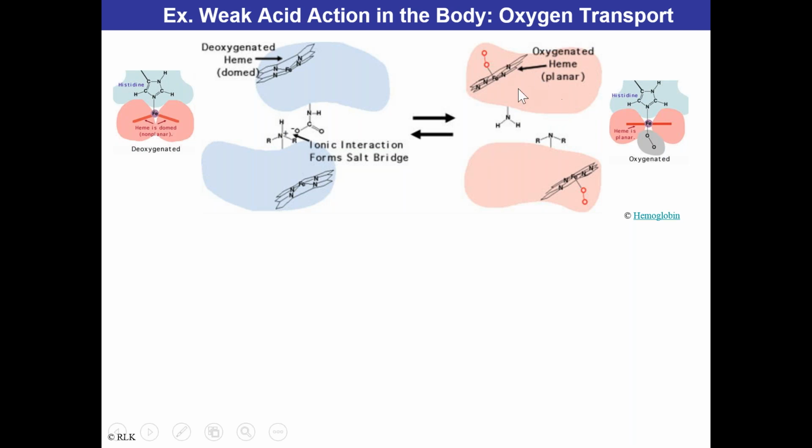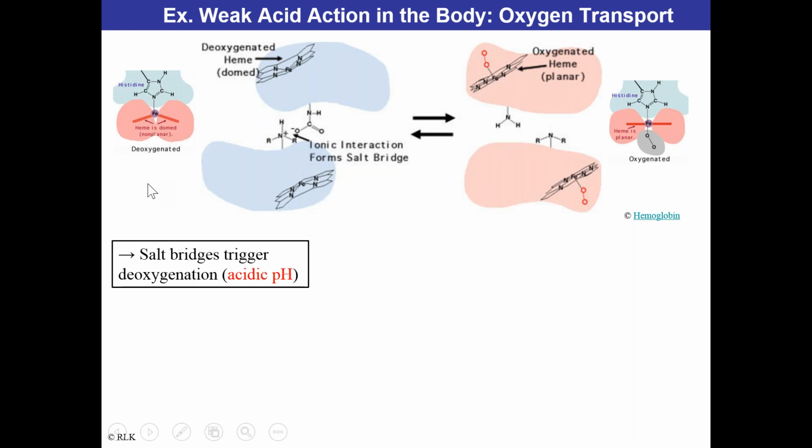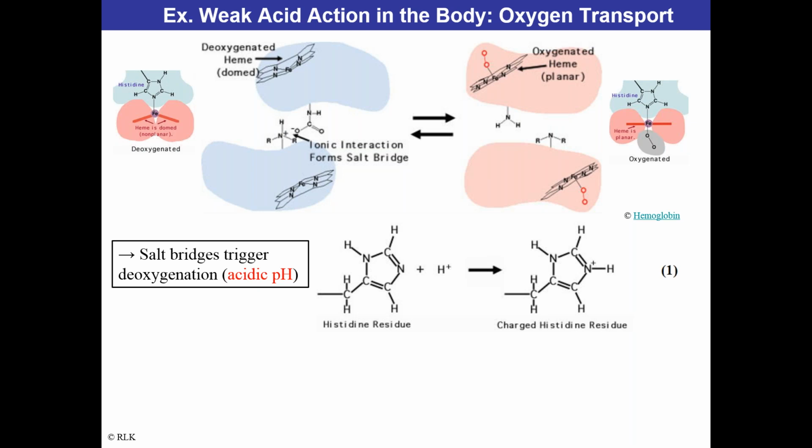So in an oxygenated situation like what we're showing on the right, you don't have that salt bridge present. But if there is a salt bridge present, then as soon as that salt bridge forms, oxygen is released from iron, okay? So the formation of nearby amino acids that result in a salt bridge formation triggers the deoxygenation of oxygen, and that's done under acidic conditions.